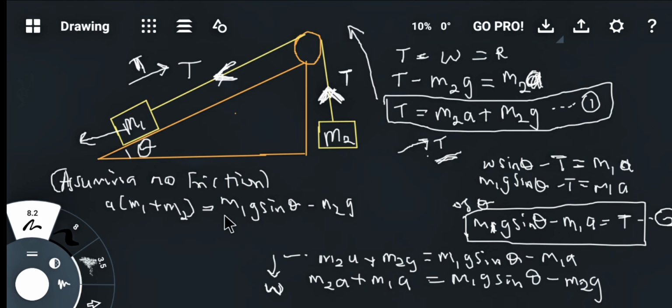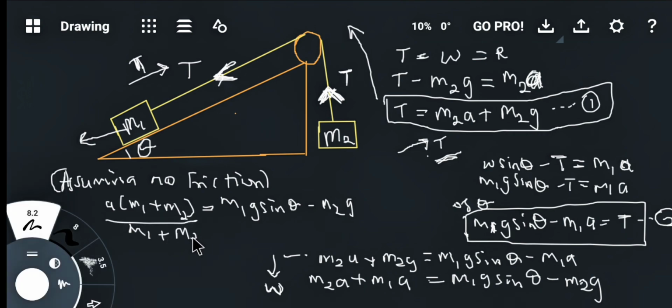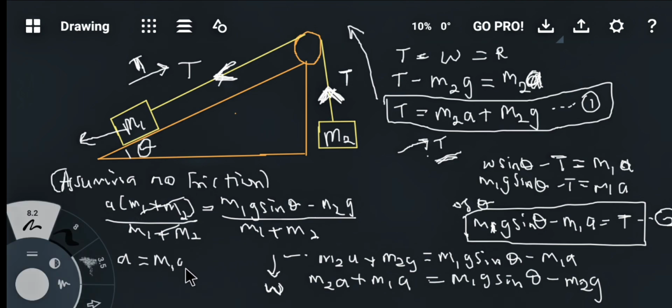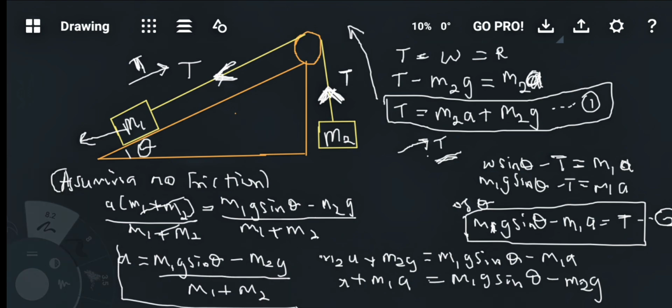So we can divide both sides by the coefficient of the acceleration, which is m1 plus m2. So I'll divide by m1 plus m2 here, and I'm also going to divide by m1 plus m2 there. So that takes care of this. The acceleration will now become equal to m1g sine theta minus m2g, divided by m1 plus m2. So that makes sense. This is the acceleration in the system.